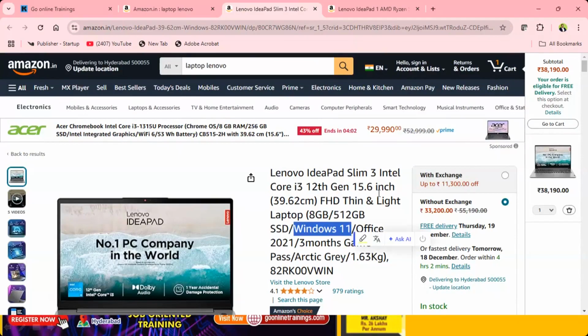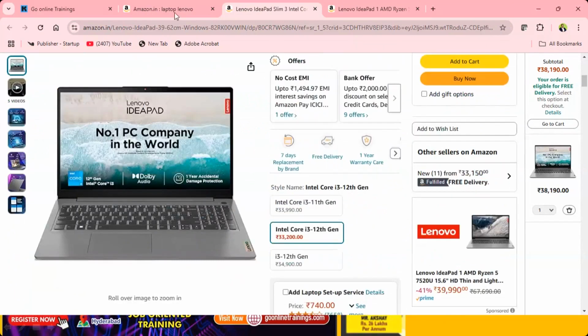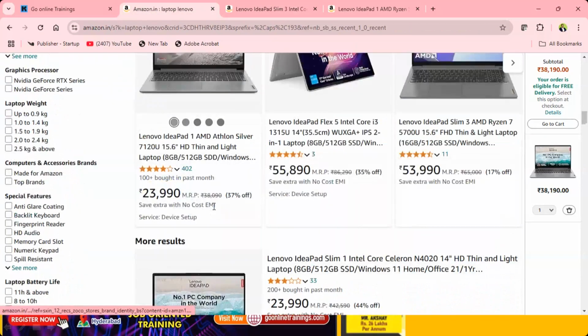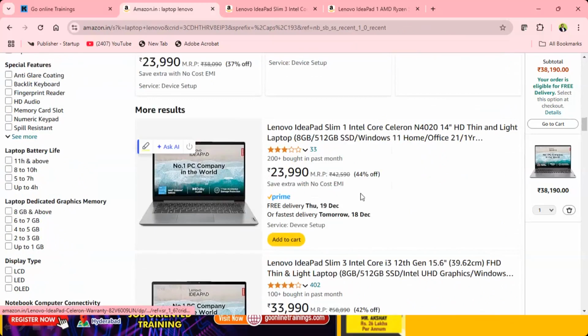So this one you can purchase, 33,000. Now the next one I can give you. So don't ever buy Celeron processors. Remember this. Don't ever buy a Celeron processor. Very, very cheaper. But never buy this kind of processor.